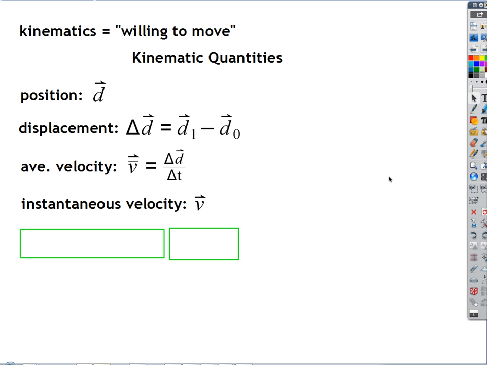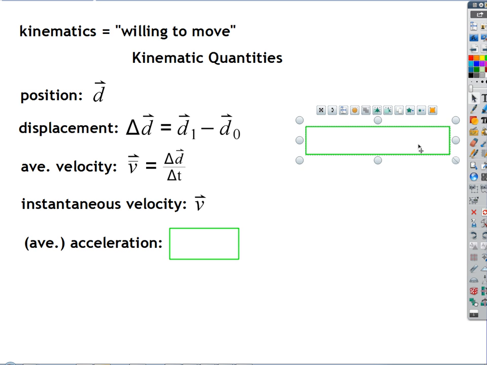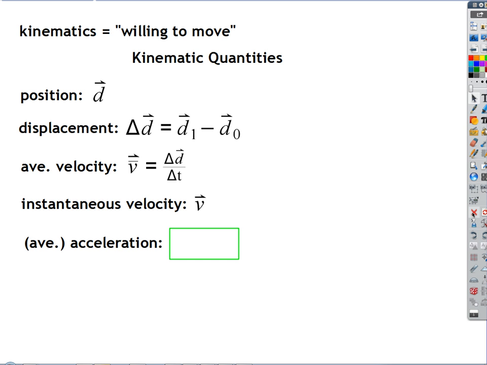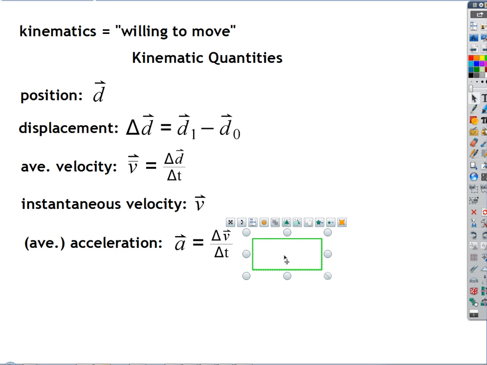Okay, so average. Now, I put average in parentheses because in this class, we are seldom, if ever, going to deal with situations where the acceleration is changing. And we'll talk about it a little bit, but we won't deal with it very often, okay? So when we talk about average acceleration, we might as well just call that acceleration because our acceleration is almost always going to be constant anyway, okay? Does that make sense? And so here's technically the formula for average acceleration, or for us, just constant acceleration.